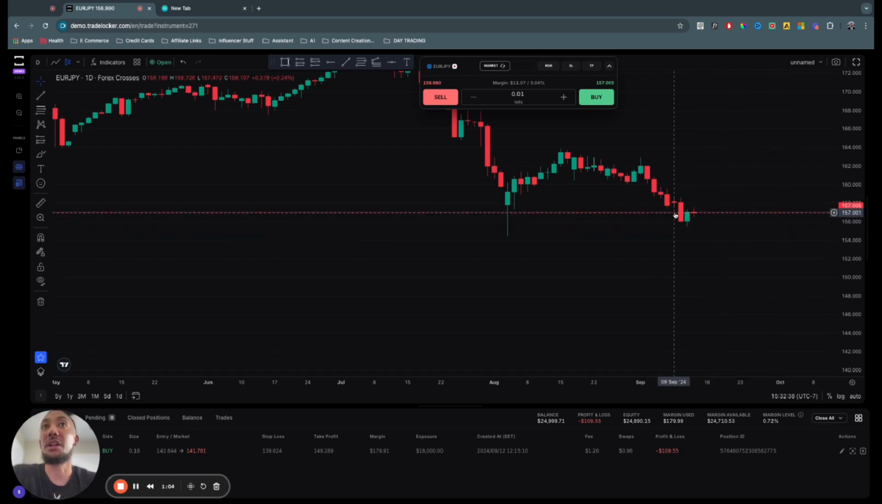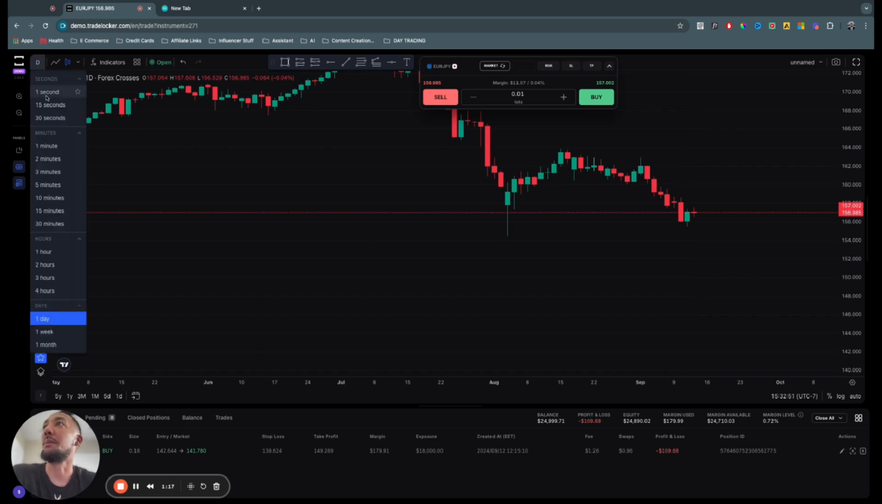So these green and red things are candlesticks, and each one represents a specific amount of time. If you go over to the upper left-hand side where my mouse is, you're going to see all of these time frames. So right now I'm on the daily time frame, meaning this candle was moving up and down for a whole day before it closed, okay?